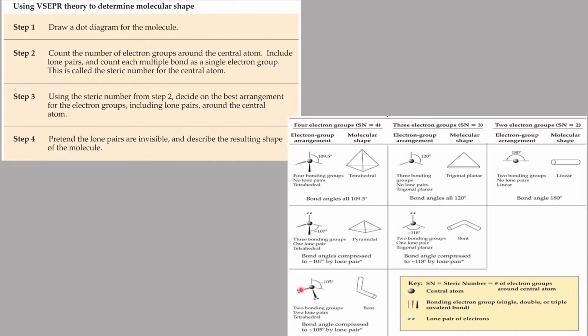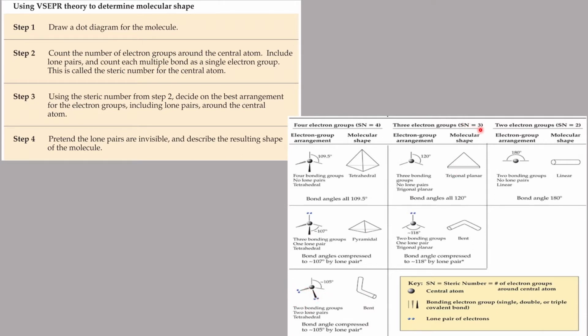With 4 electron groups, or steric number 4, if we have 2 bonding groups and 2 lone pairs, electron group geometry will still be tetrahedral based on the 4 steric number, but the shape will be bent when we ignore these 2 lone pairs.